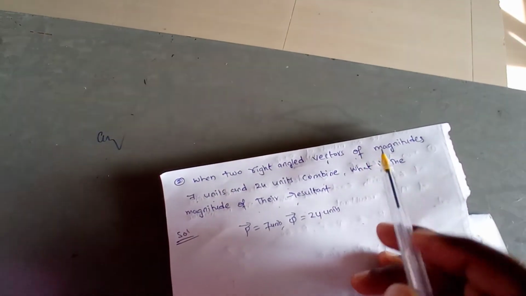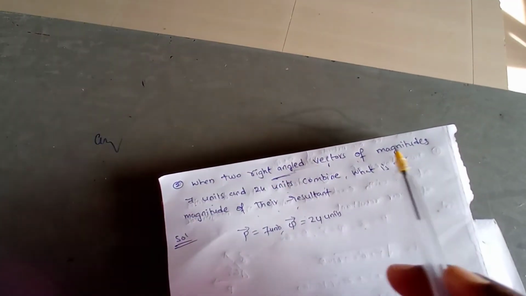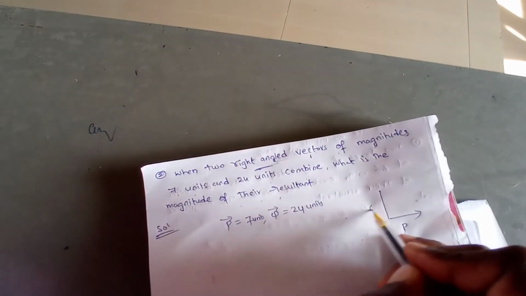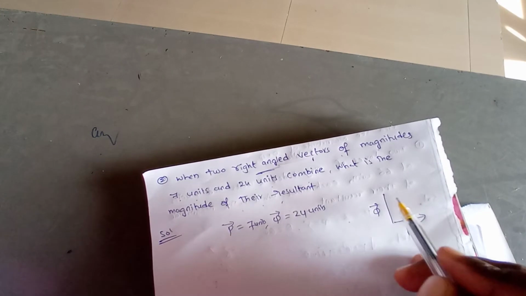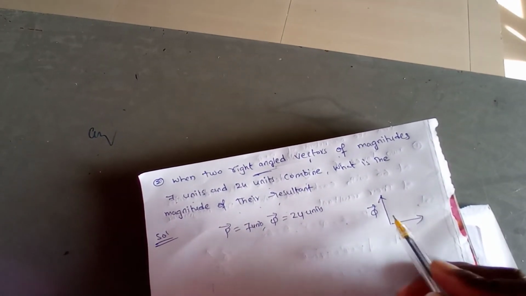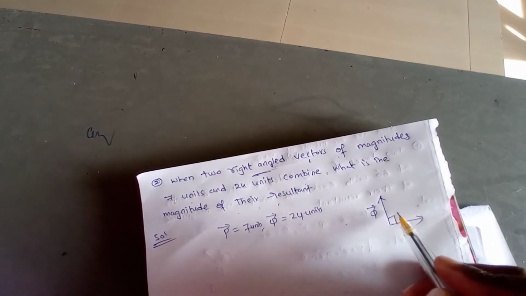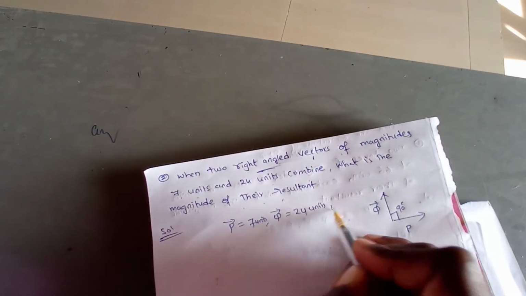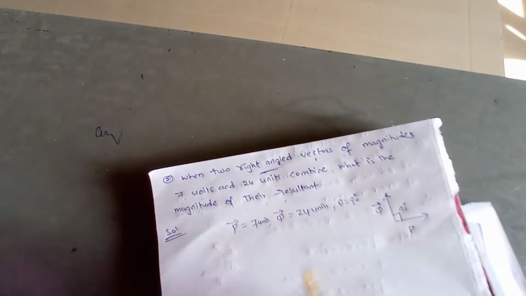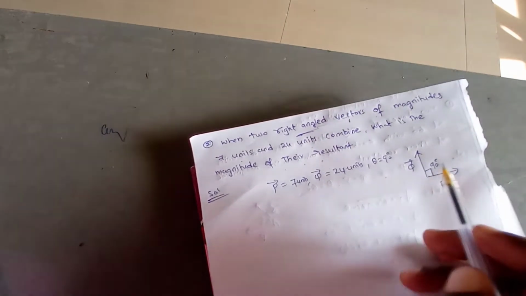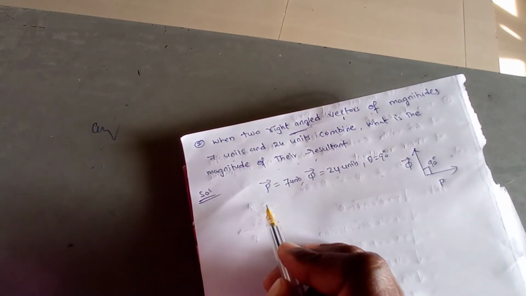So what is the angle between these two? Right angle. Right angle means 90 degrees. Suppose this is vector P, this is vector Q. These two vectors are perpendicular to each other. Right angle means perpendicular. What is the angle between these two? 90 degrees. Theta equal to 90 degrees. We have to find the resultant of these two. What is the magnitude of resultant?